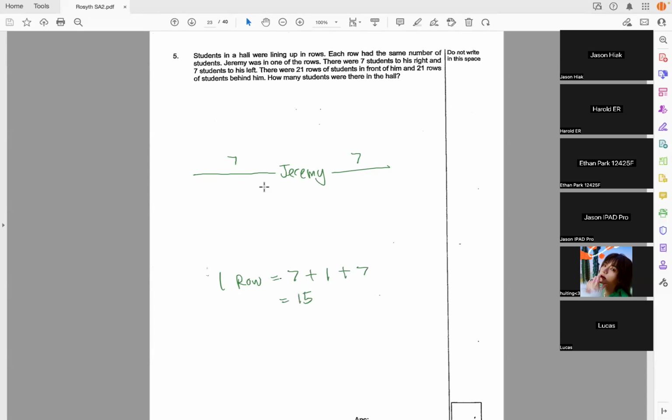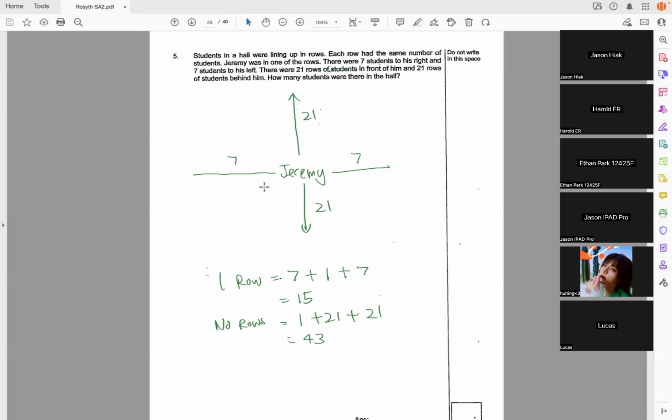Okay. Now, the question says that there were 21 rows of students in front of him. So there are 21 rows of students in front of him, and there are 21 rows of students behind him. So altogether, how many rows are there? Number of rows. Jeremy himself is in one row. There are 21 rows in front of him, and there are 21 rows behind him. Altogether, including the row he's in, there's altogether 43 rows.